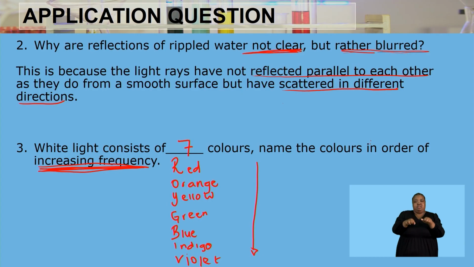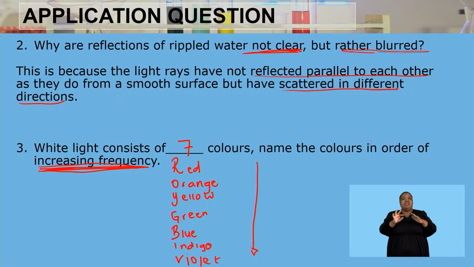So we have drawn a ray diagram, we have labeled a ray diagram, and we've also talked about the 7 different colors that we find in white light. We've also now arranged those colors in terms of increasing frequency. We can also do the very same thing if we were to arrange these colors in terms of increasing wavelength. We'd start from violet going all the way up to red, because as you're going up from violet to red, we are increasing in terms of wavelength.